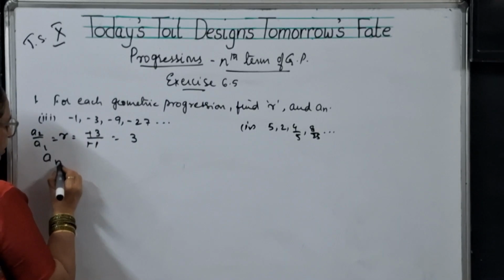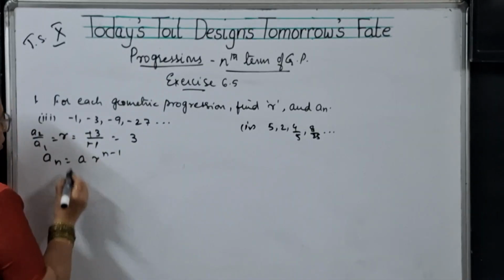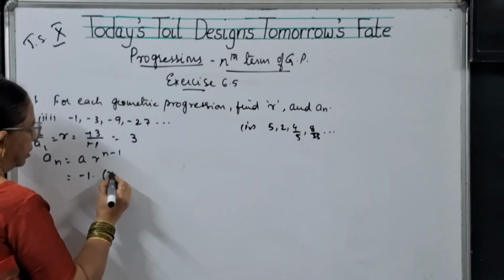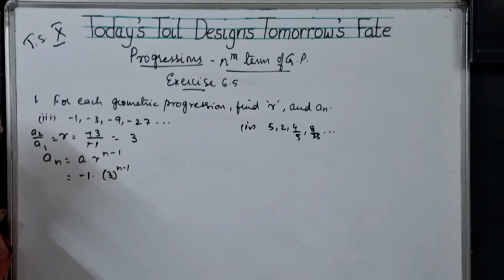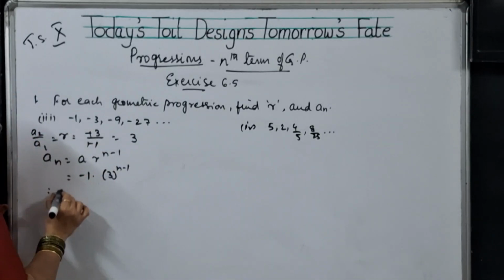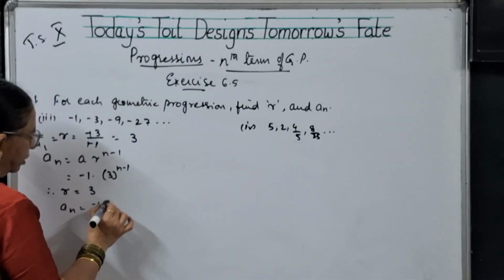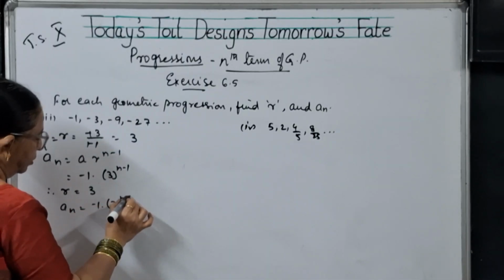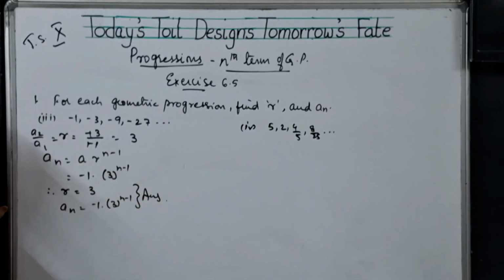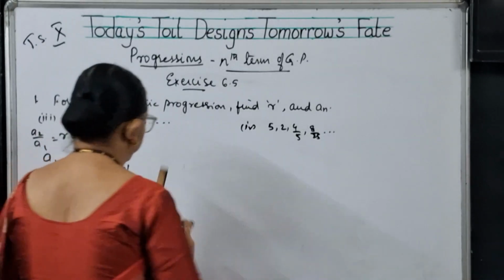So an is equal to a into r to the power of n minus 1. A is how much? Minus 1, into r is 3, to the power of n minus 1. So this is considered as the solution, children. Therefore r is equal to 3. Nth term is minus 1 into 3 to the power of n minus 1. These two are the answers for this bit, and let us go for the fourth sum.